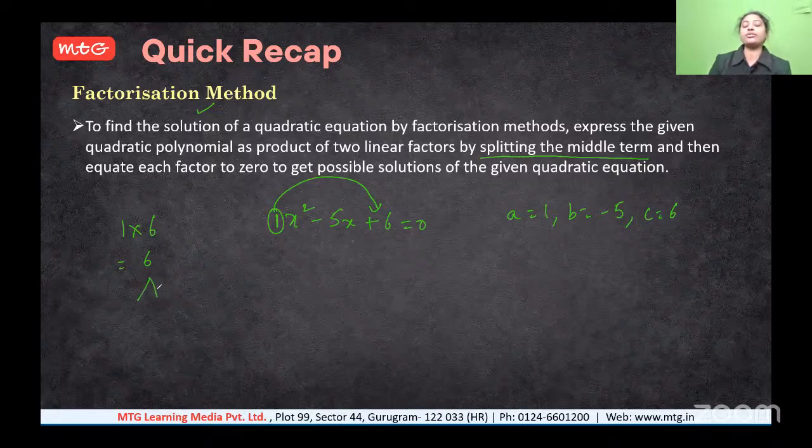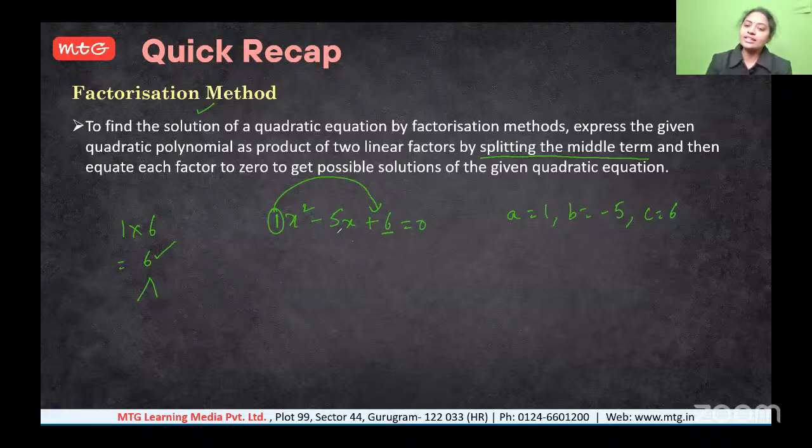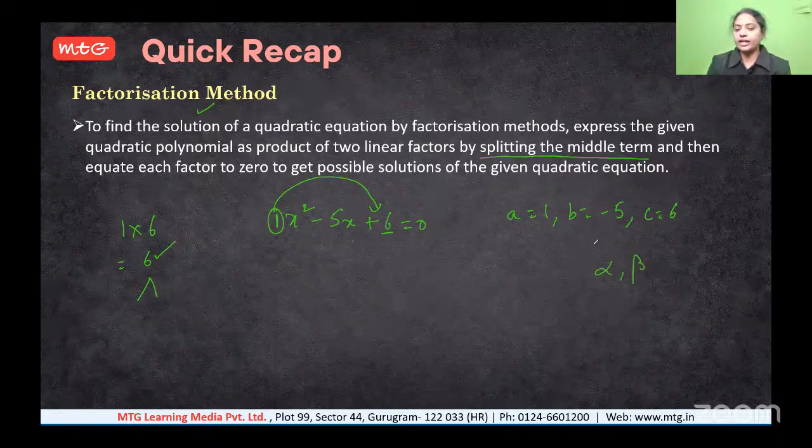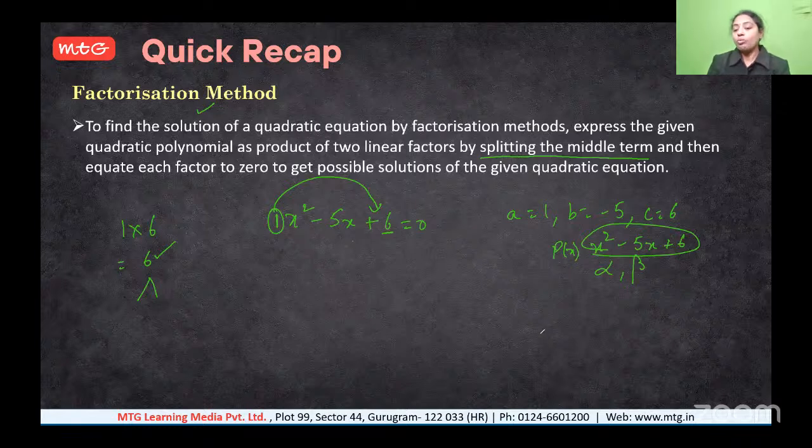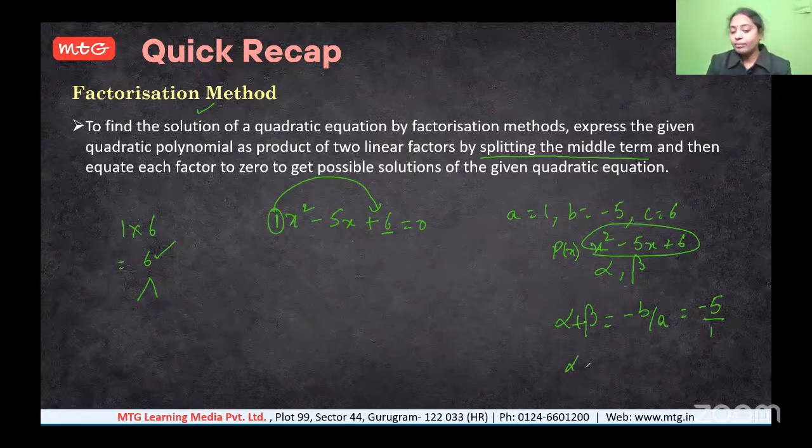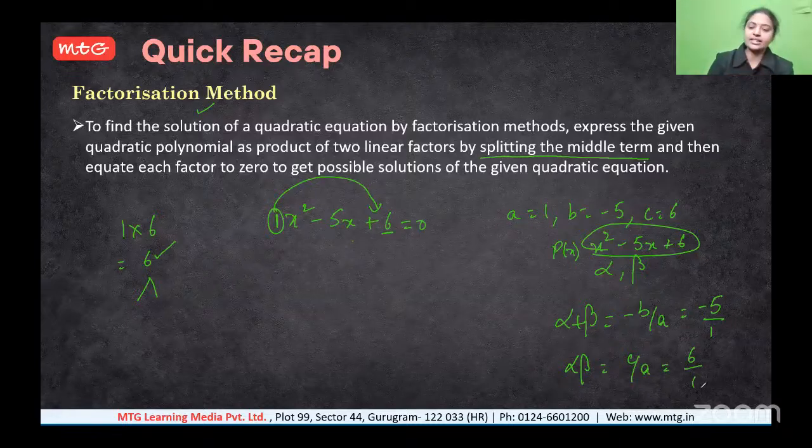Now I have to split this into two factors whose product is the value which you got and whose sum is the middle term. We have learned the same thing in the polynomial chapter also. What was it? If the zeros of a quadratic polynomial x square minus 5x plus 6, if this is a quadratic polynomial p of x, and if its roots are alpha and beta, what does the middle term say? Alpha plus beta is nothing but minus b by a, that is the middle term by the x square coefficient. And what is alpha beta? It is c by a, that is constant by the x square. Same relation is here also.